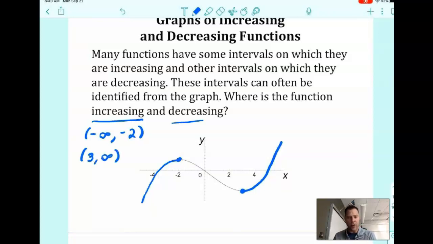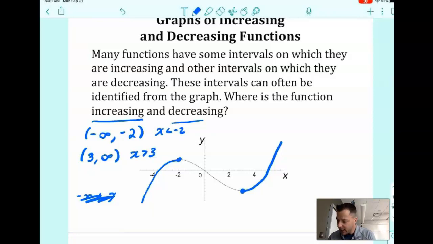Okay. The other way you can write this is you could have done an inequality notation here. So for example, x is greater than 3. Okay, you could have said x is less than -2 here as well for the increasing.